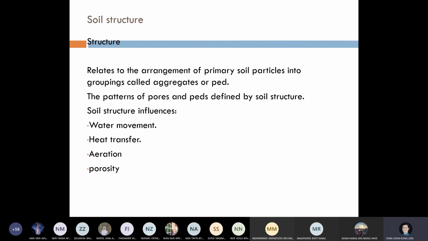Okay, now as I have told you earlier, good soil structure influences water movement, in which water can pass through, but not too quickly, and the soil can still retain moisture. Heat transfer. What they mean about heat transfer here is that any soil particles are going to conduct heat or absorb heat from solar energy.